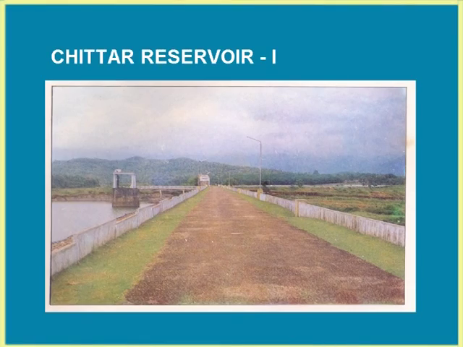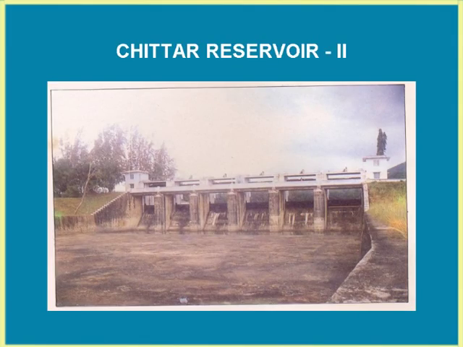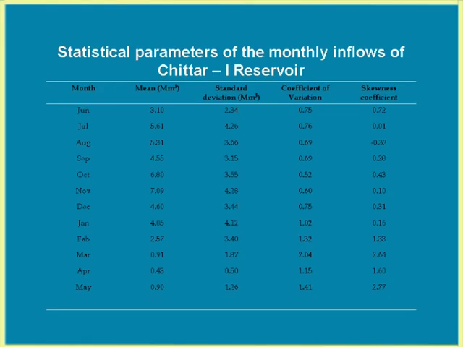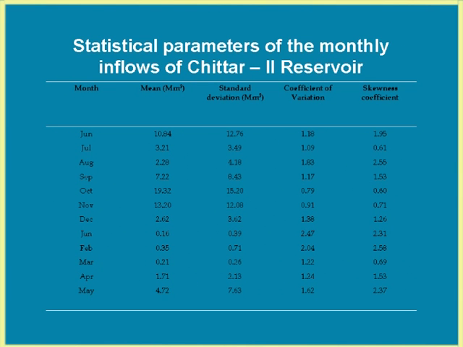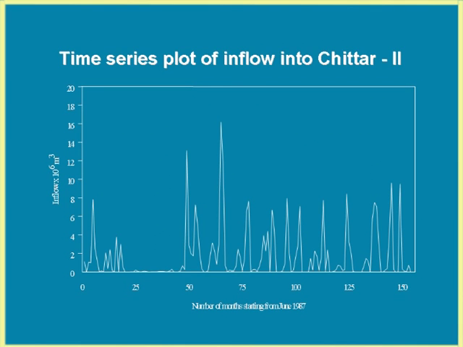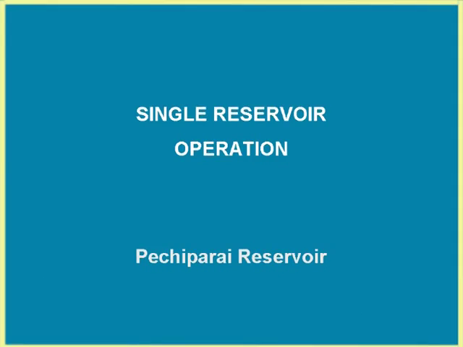Whereas in the other two reservoirs which are in series, the variation is very high. So a simple LP or DP will not be sufficient to capture these inflow characteristics. See the coefficient of variation, it is more than 1, 2 like this. Similarly in Chittar 2 also, the coefficient of variation is very high. So in such a situation, it is compulsory to consider the stochastic variation of the inflow, as the variation is very high. Right? So first I will explain for 10 minutes the single reservoir operation.